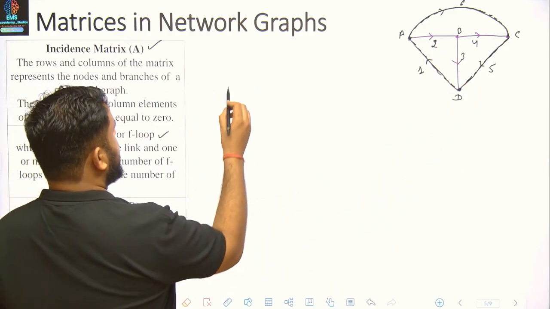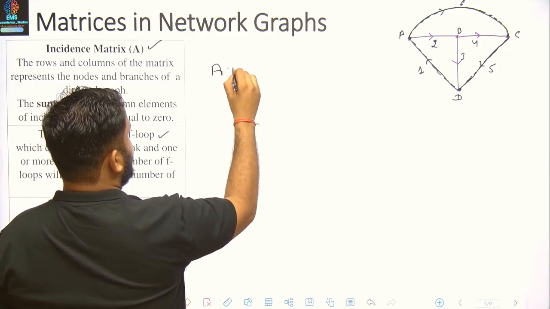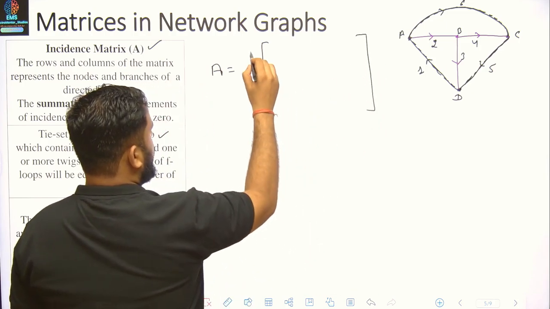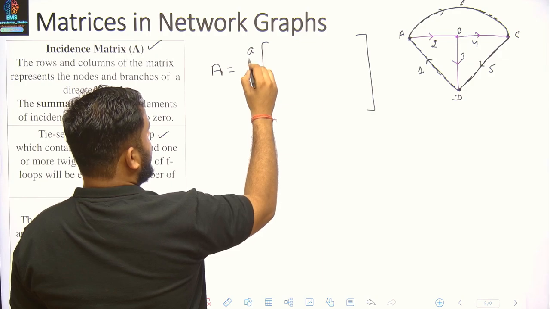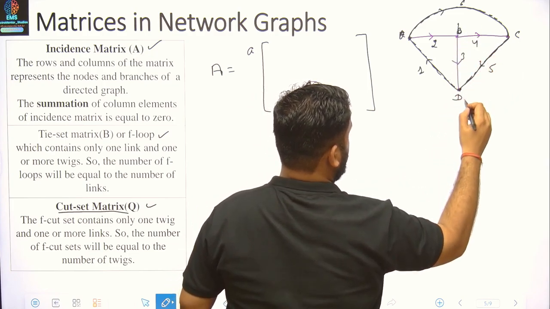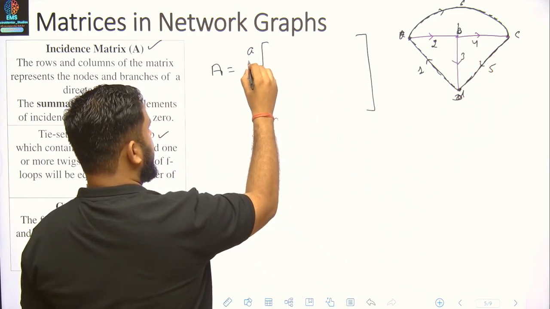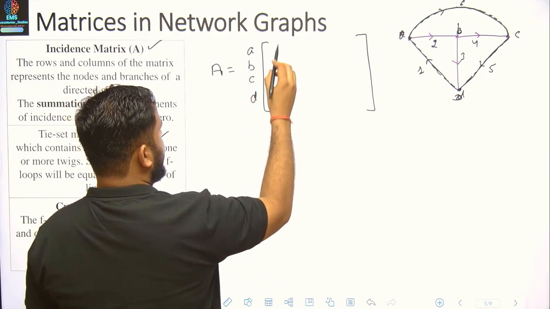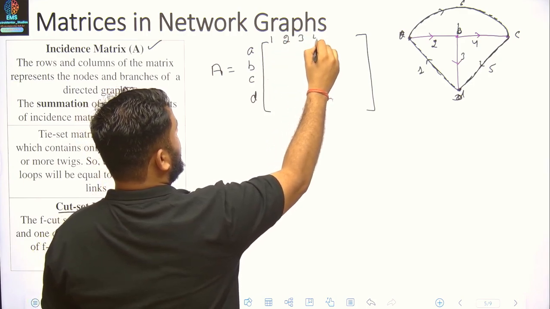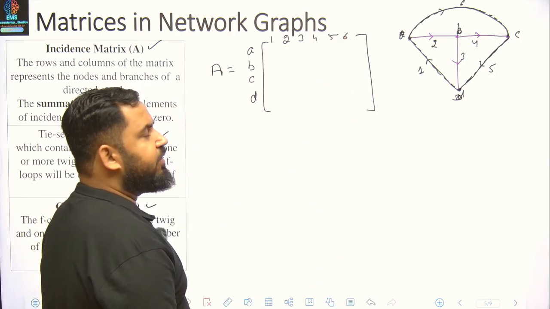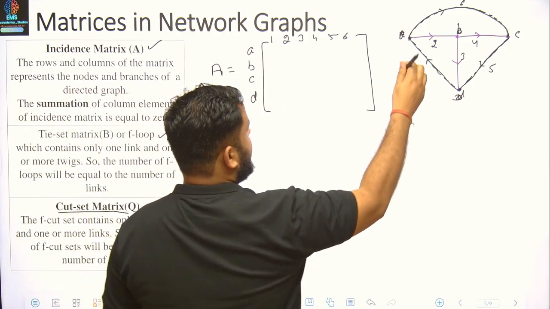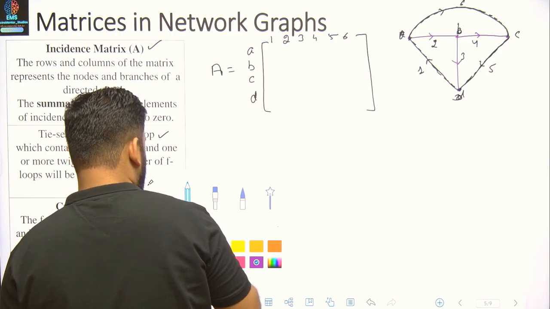So what is an incidence matrix? Incidence matrix A will have all the nodes listed: a, b, c, d. All the branches will be listed over here: 1, 2, 3, 4, 5, 6. So we have 6 branches, 4 nodes. So see carefully. We'll start with node A.